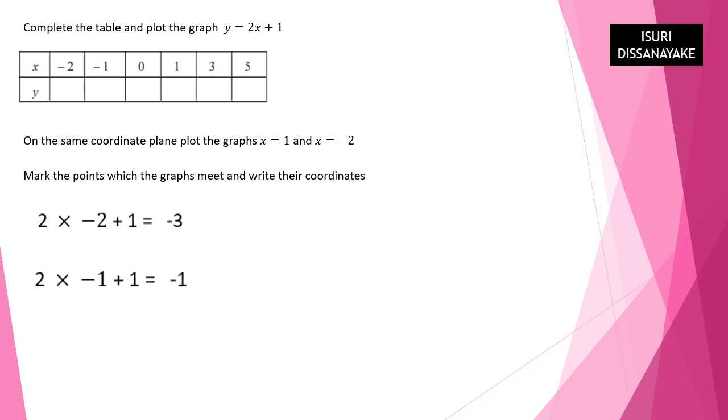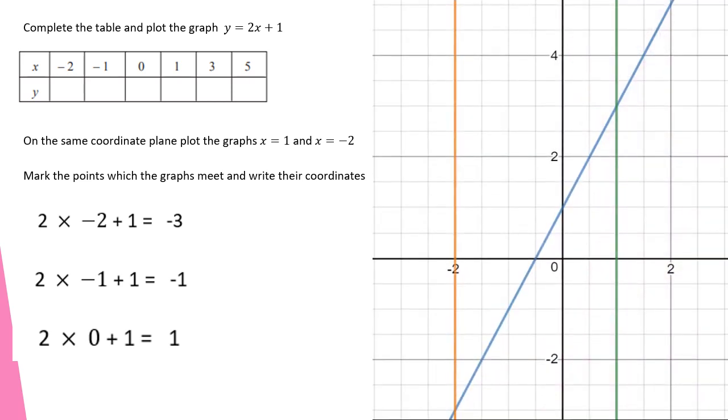Next, 2 times minus 1, that is the next x coordinate. You add 1, it equals minus 1. Next, 2 times 0, add 1, so it's plus 1 over here. So we have filled these three x coordinates, minus 2, minus 1, 0, with 3 y coordinates. And 1, 3 and 5 are for you. Work it out and get the relevant y coordinates. And you can plot the graph like this. And this is the blue graph over here. This is the y equals 2x plus 1 graph.